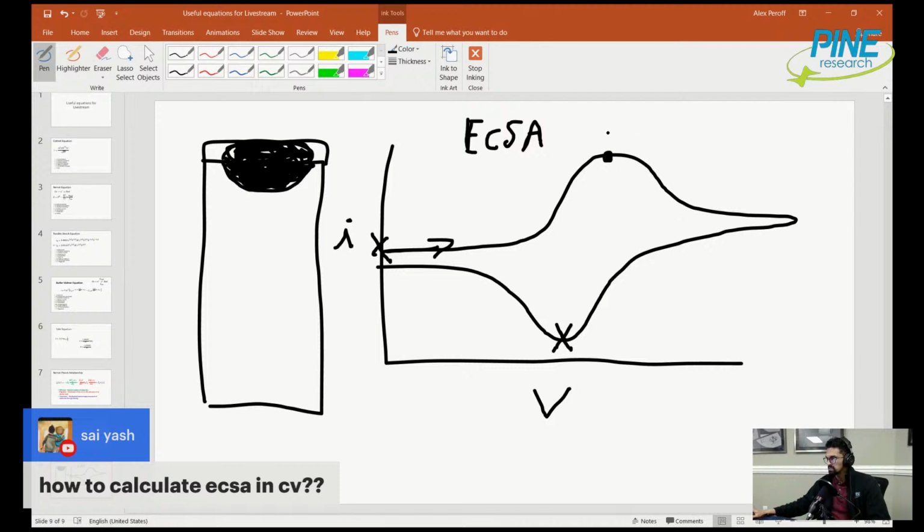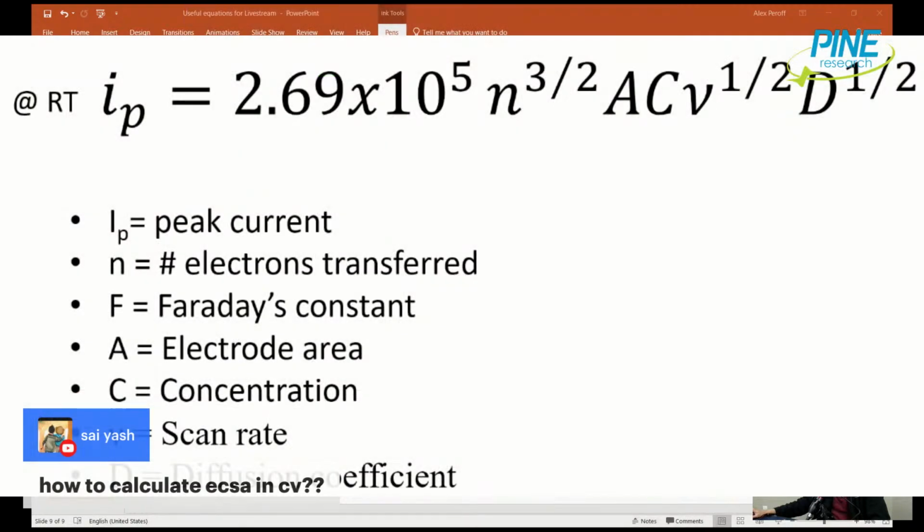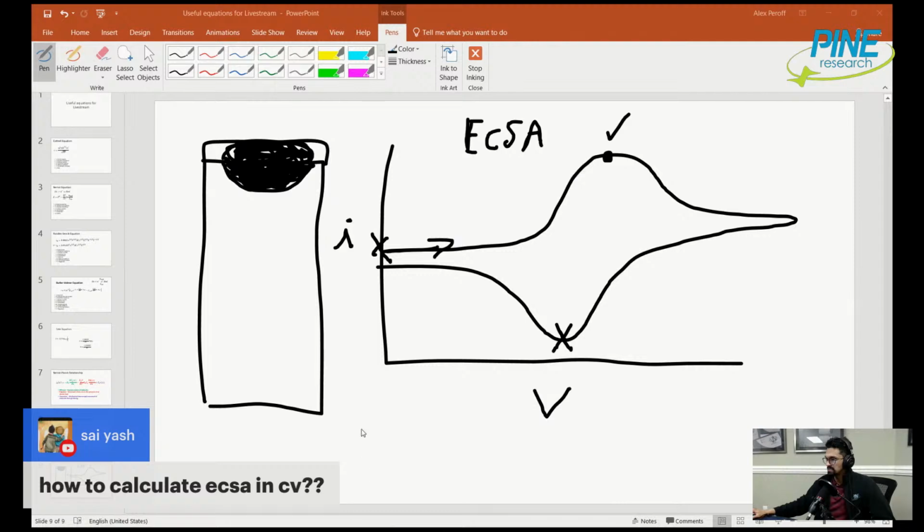You'd want to use this peak current, and then relate it back to the Randles-Sevcik equation. You'd want to relate it back to this and solve for A. So that is the way you can do it. And the neat thing is, you can basically do this with any molecule that you want.